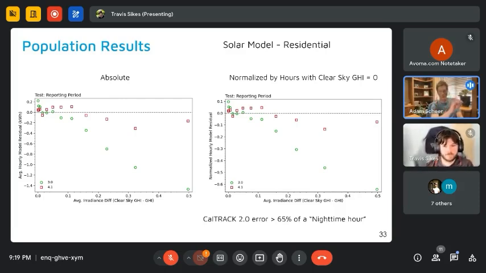But for hours where there's a large difference between the clear sky GHI and the GHI, then we're starting to see a real bifurcation in how the model is performing. Well, we're actually seeing that at 0 on that metric as well, because the Caltrac 2.0 model is basically trying to split the difference between all the hours it was trained on where it was sunny and all the hours it was trained on where it was cloudy.